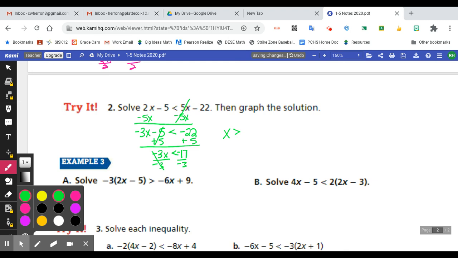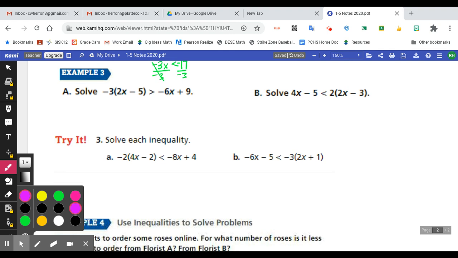And then you can either leave it as an improper fraction or a mixed number. So this would be positive 5 and 2/3. So if I want to graph it, I could have 5 and 1/3, 5 and 2/3, and then 6. And then I'm going to have an open circle, and it's greater than, so I'm going to the right.